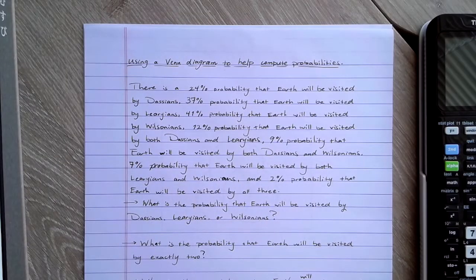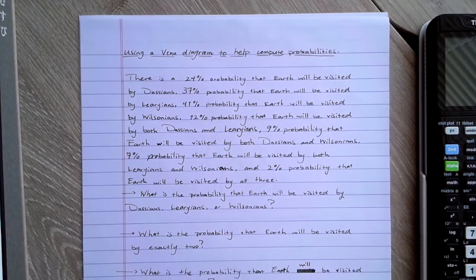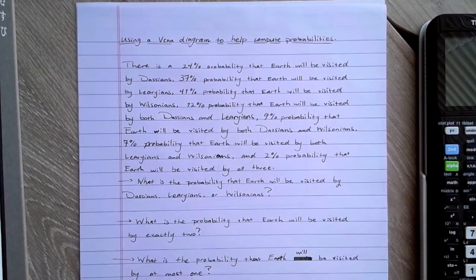Hey there. I just wanted to do a quick example using a Venn diagram to help compute some probabilities, so let's check it out. So I'm just going to read the statement here.